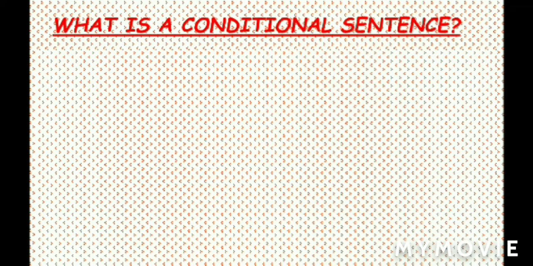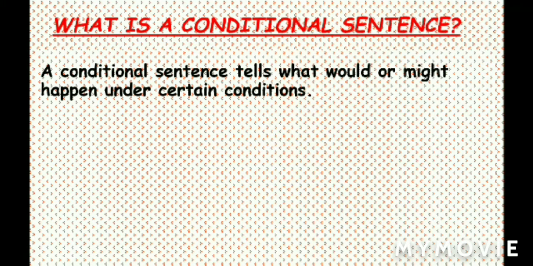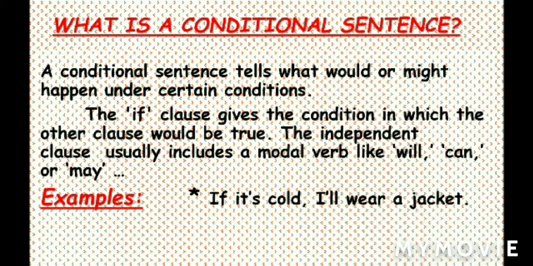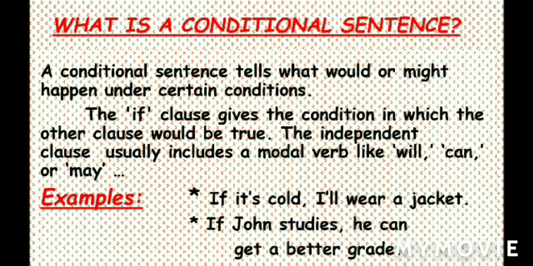First of all, we should know what kind of sentences are conditional sentences. A conditional sentence tells what would or might happen under certain conditions. The if clause gives the condition in which the other clause would be true. The independent clause usually includes a modal verb like will, can, or may. If it's cold, I'll wear a jacket. If John studies, he can get a better grade.